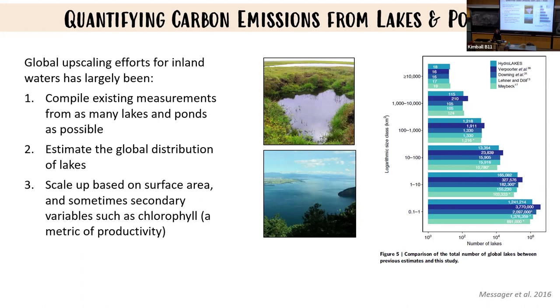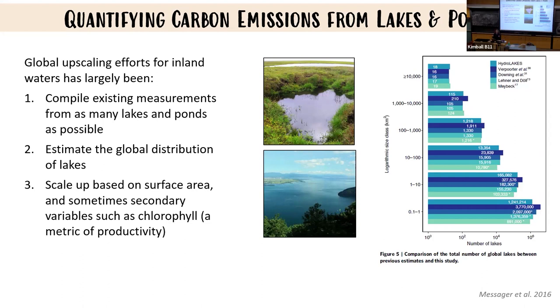What you can see here are the two end members that you might have, a little pond and a really big lake. And these are different studies that estimate the number of lakes worldwide using remote sensing. On the x-axis is the number of lakes in logarithmic scale, and on the y-axis the small lakes up to the really, really big lakes. We can then estimate the surface area of all of those lakes in the world. And we can say, okay, if you're this size of a lake, you emit this much carbon dioxide and methane. Again, a pretty simple way of doing it. So we scale up.